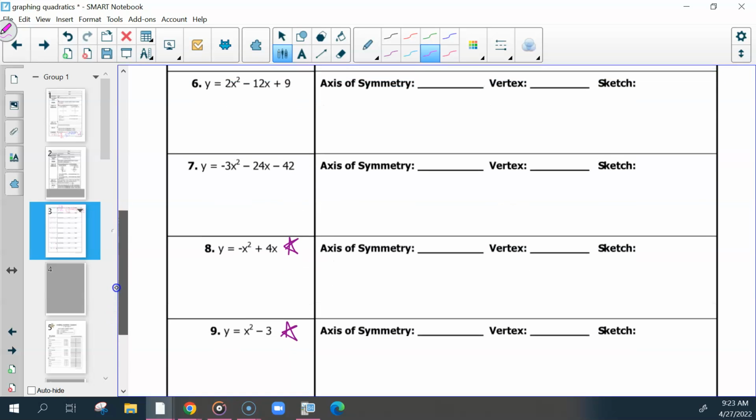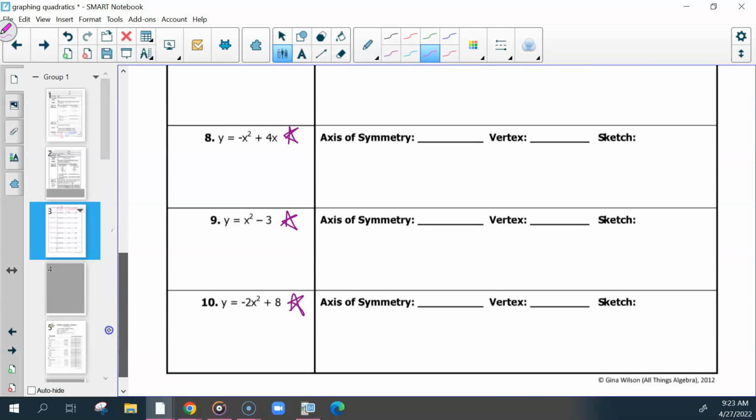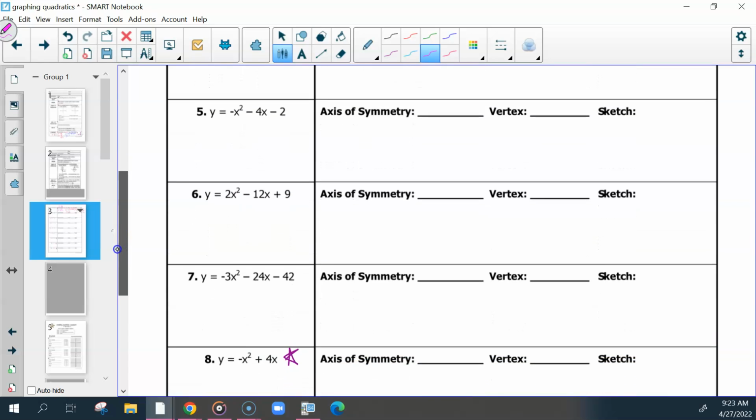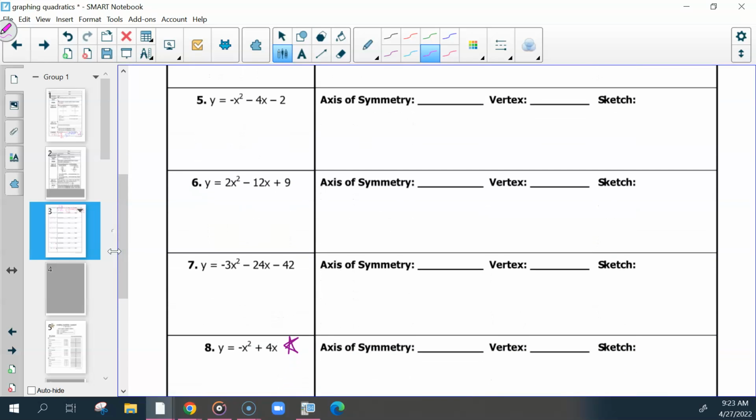And it's negative, so let's do 6. We'll do 6 and then we'll do 10, and then we'll move on. Kayla.